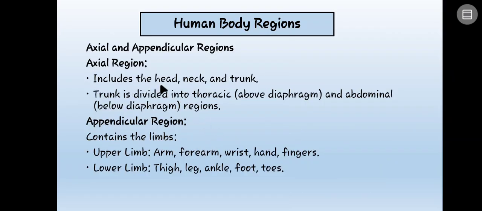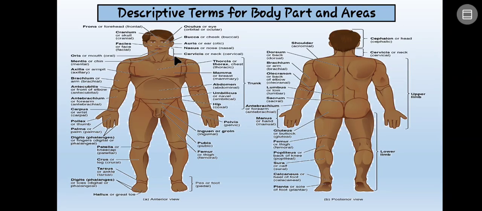So the axial region consists of the head, the neck, and the trunk. Okay, good. And the appendicular region contains the limbs, which is the upper limb, that is the arm, the forearm, the wrist, the hands, and the fingers, the lower limb. So the body can basically be divided into two.